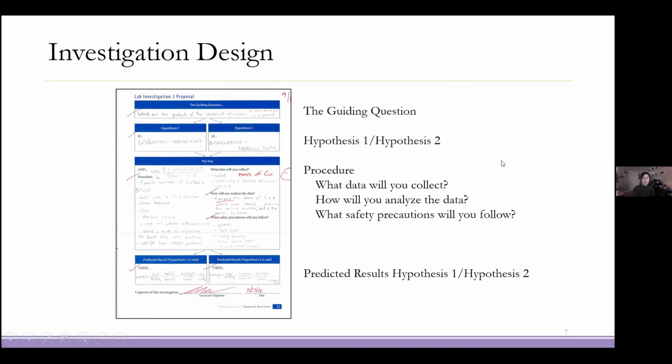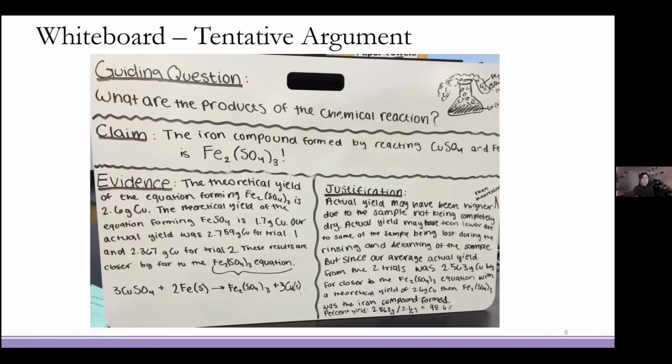one specifically does. So this is given to students in the first week, and they complete this in the first week of their investigation. During the second week, they perform their investigation, they collect their data, they analyze it, and they come up with this argument that they write on a whiteboard.